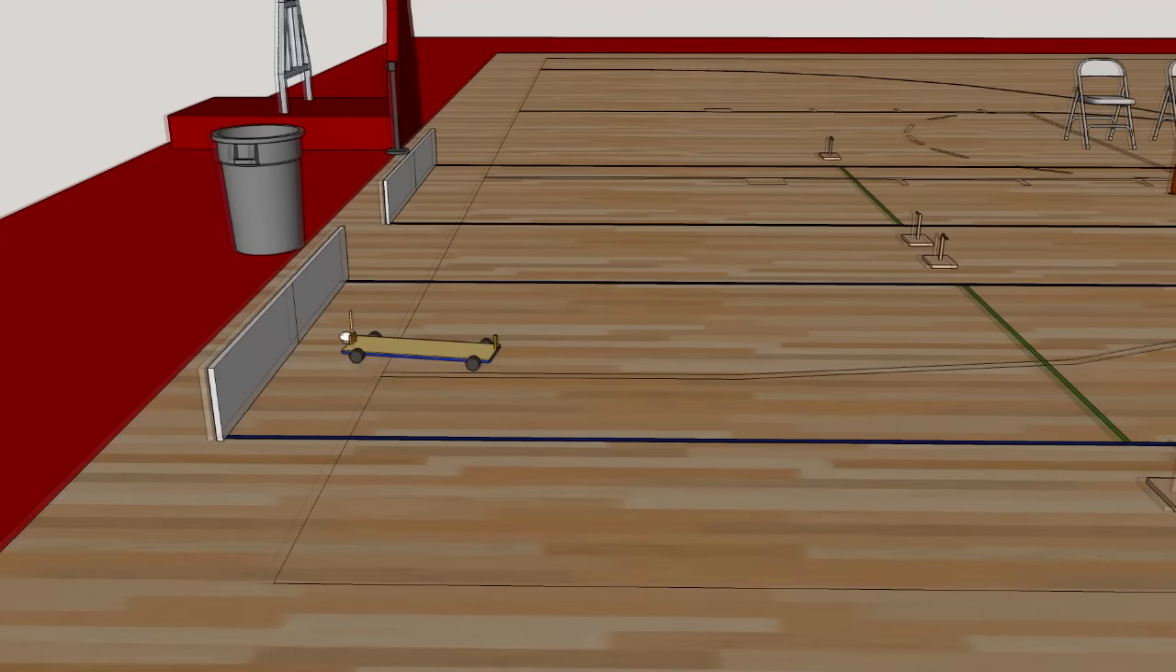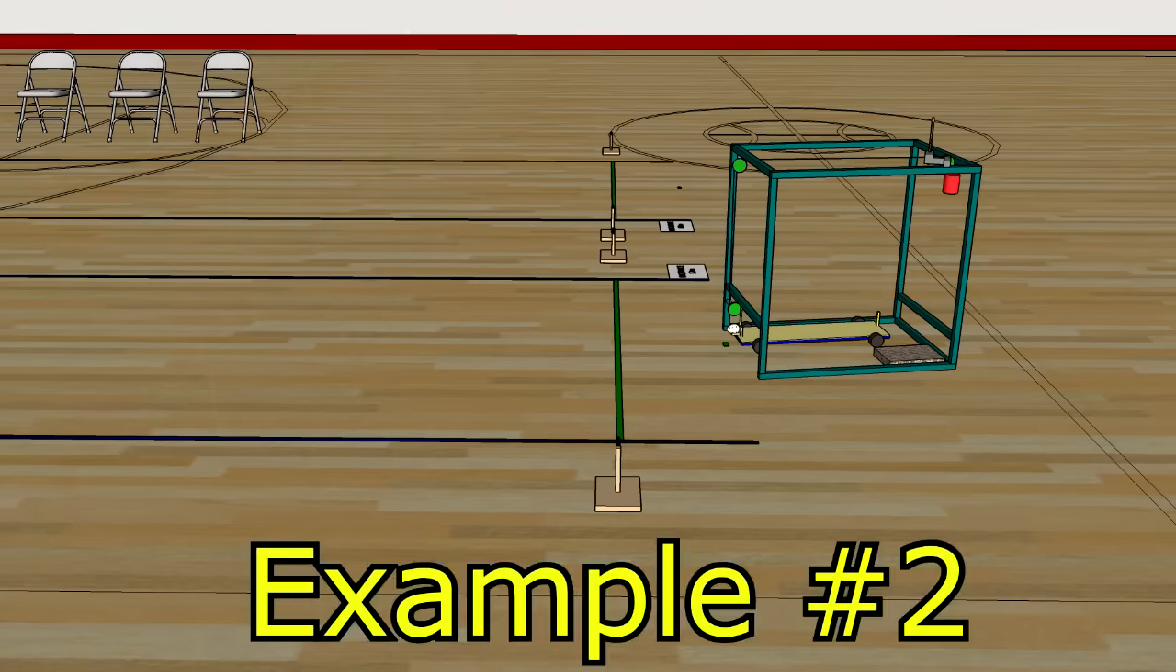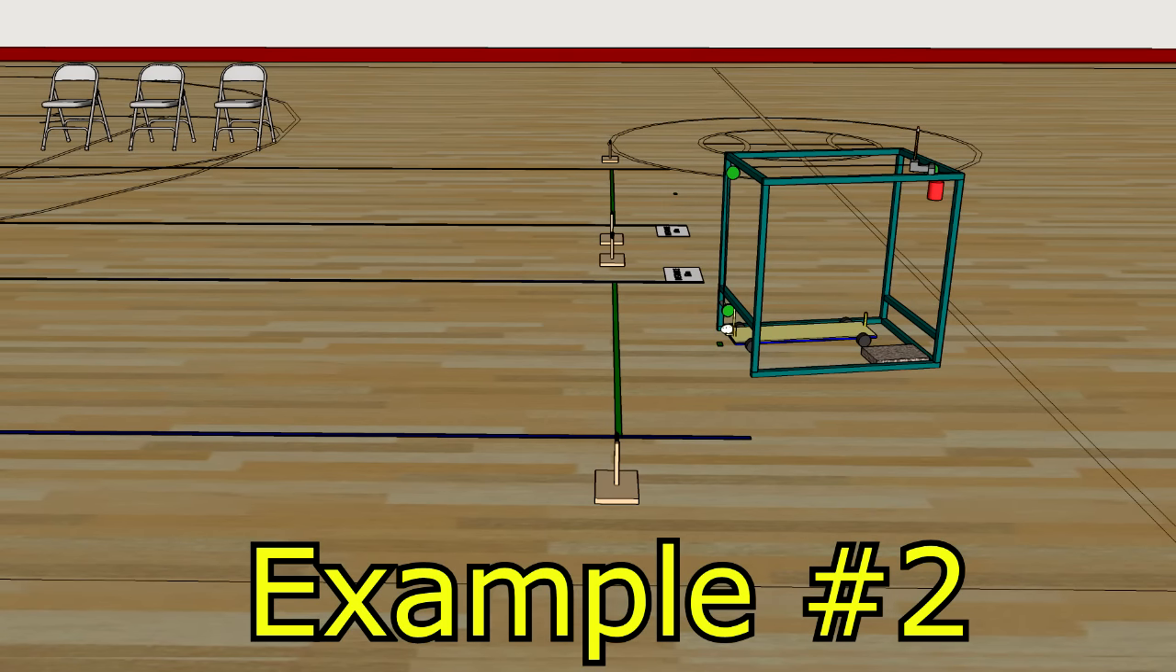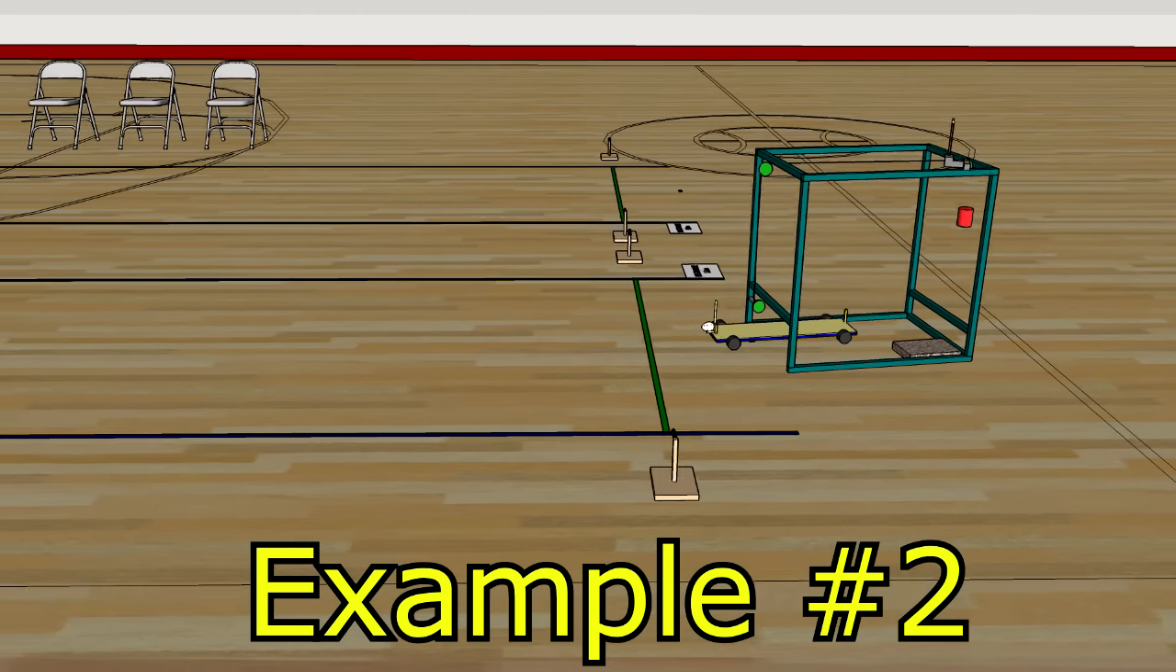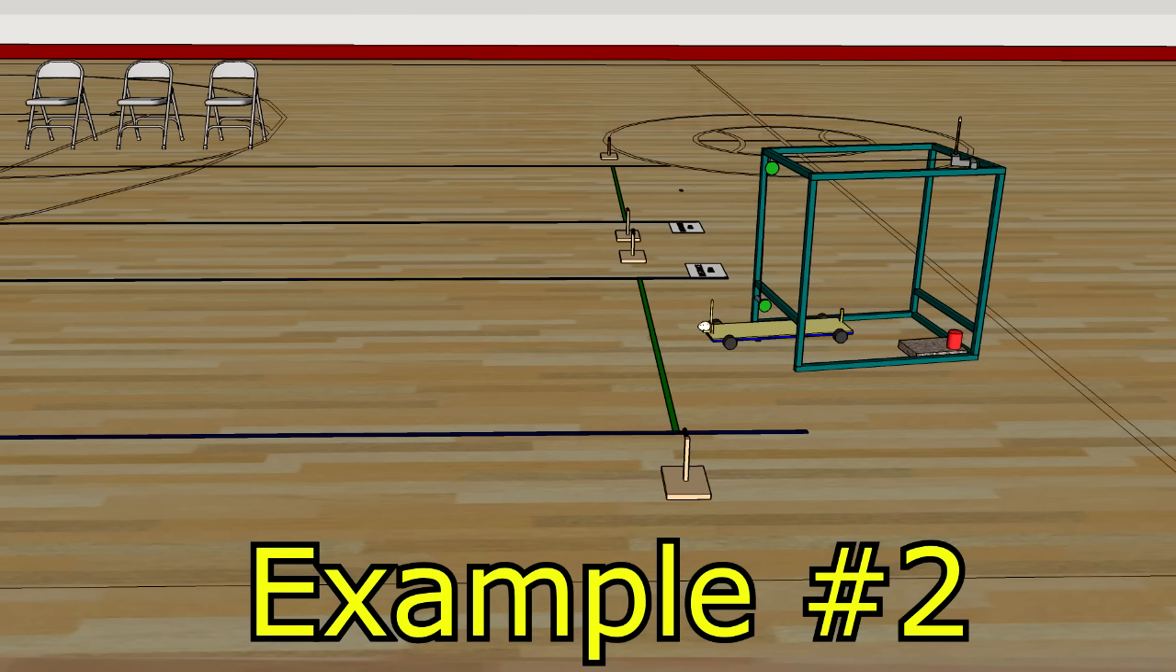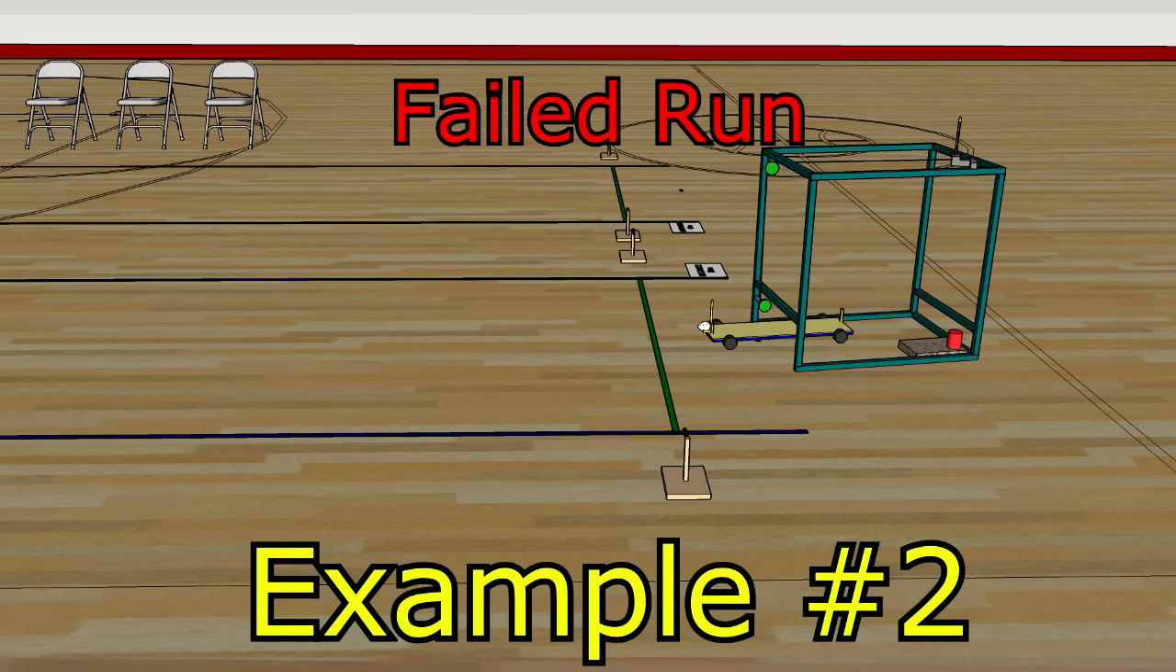Let's cover some different scenarios. The vehicle starts, but does not cross the half meter line. Because the vehicle never reached the first timing line, there is no time, which makes this a failed run.